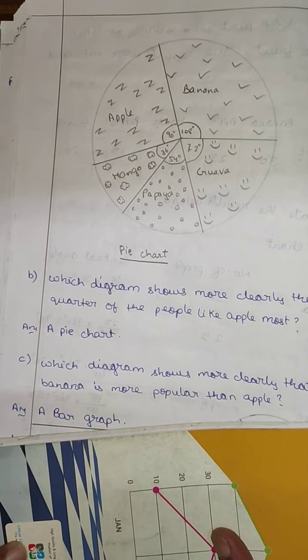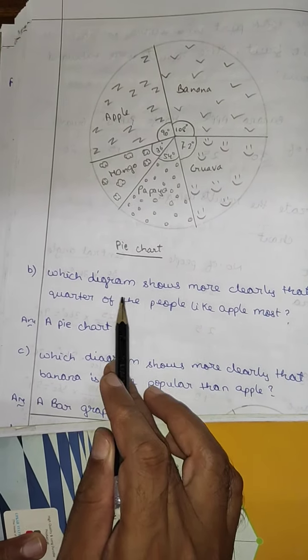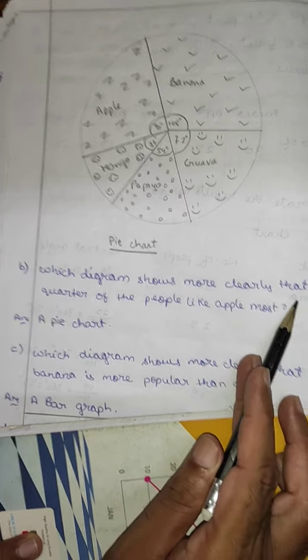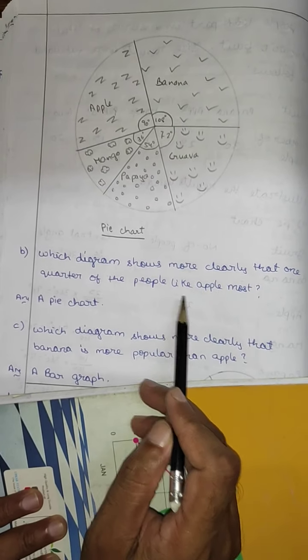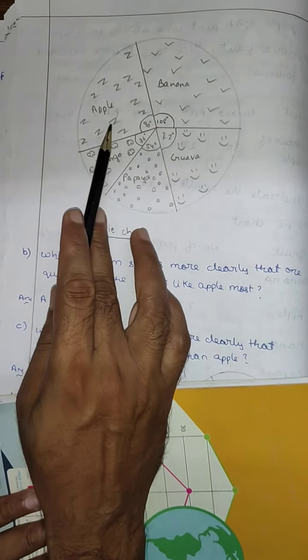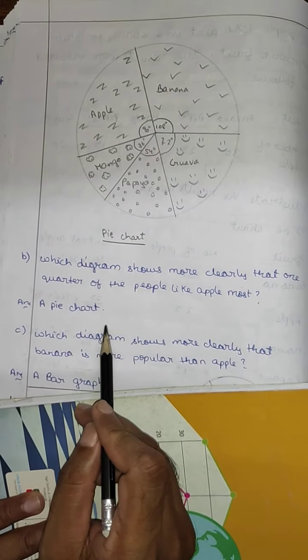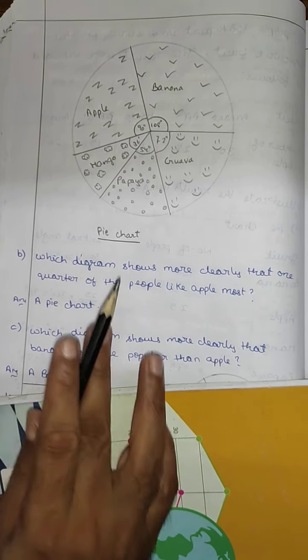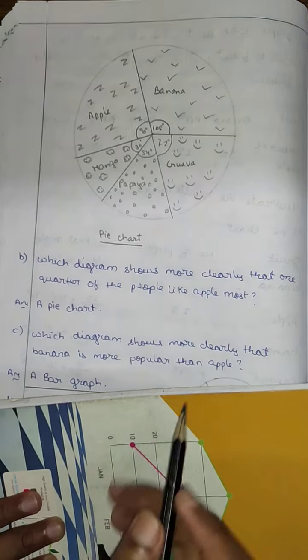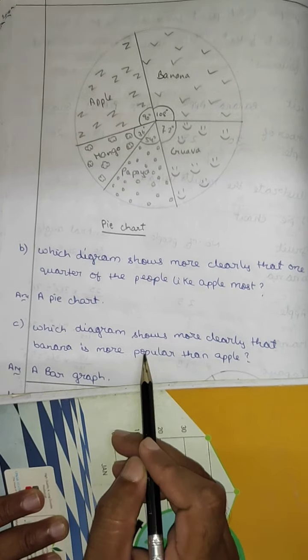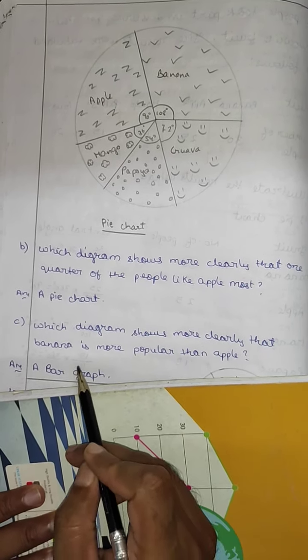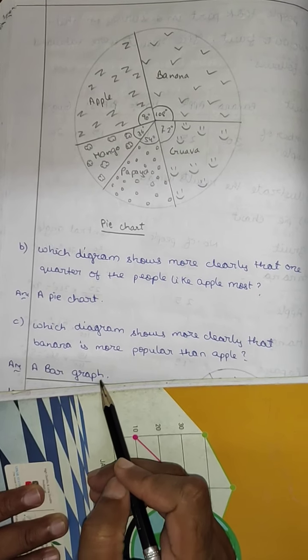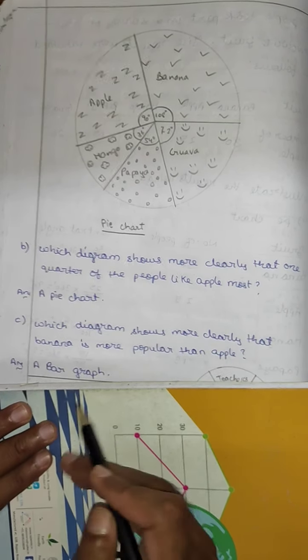Then question number B, they are also asking: which diagram shows more clearly that 1/4 of the people like apple most? We can understand it in this diagram. The answer will be a pie chart. Pie chart can give me the knowledge about 1/4, almost 1/4. Which diagram shows more clearly that banana is more popular than apple? That is definitely the bar graph. So the second answer will be your bar graph.